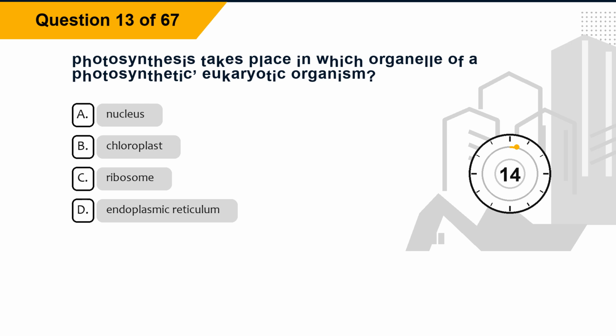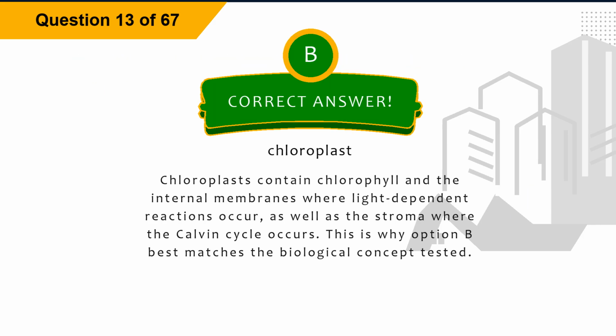Question 13. Photosynthesis takes place in which organelle of a photosynthetic, eukaryotic organism? Option A, nucleus. Option B, chloroplast. Option C, ribosome. Option D, endoplasmic reticulum. The correct answer is option B, chloroplast. Explanation. Chloroplasts contain chlorophyll and the internal membranes where light-dependent reactions occur, as well as the stroma where the Calvin cycle occurs. This is why option B best matches the biological concept tested.